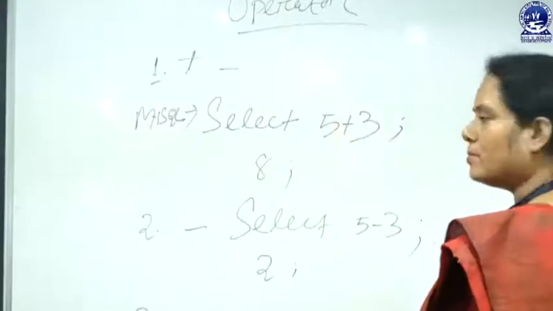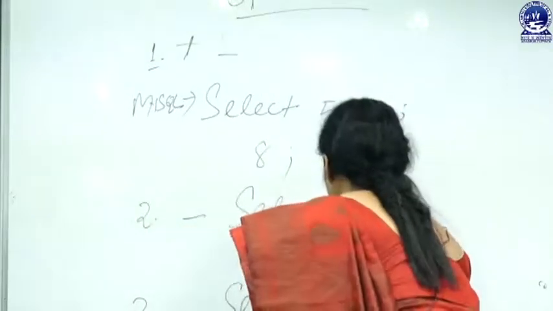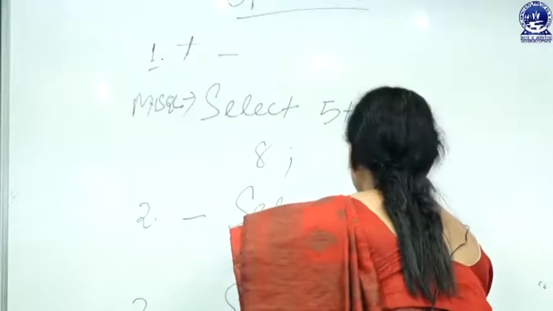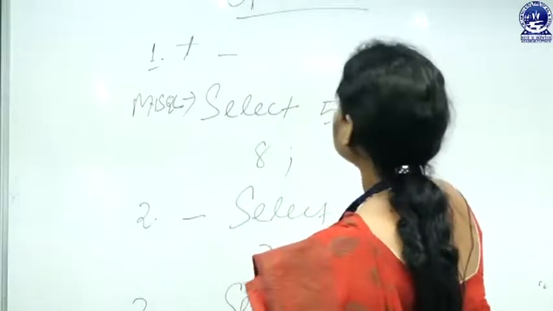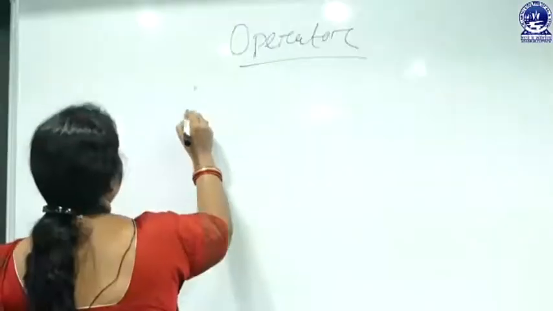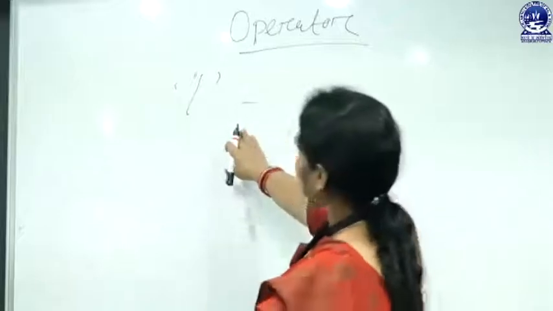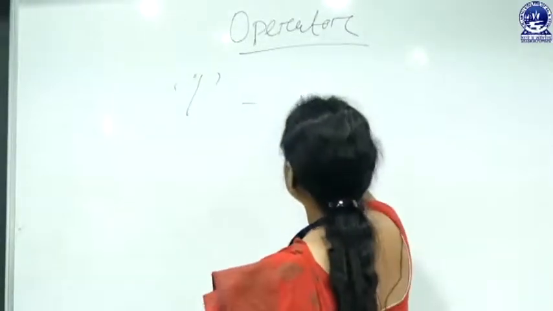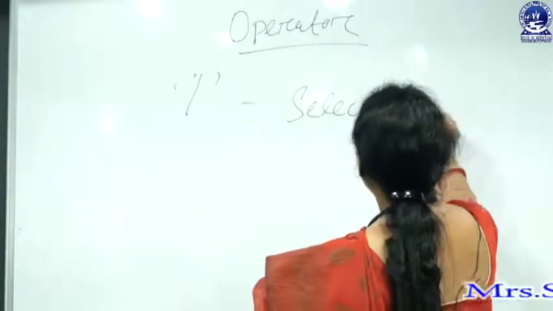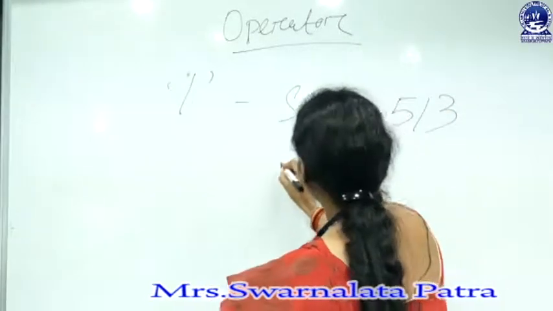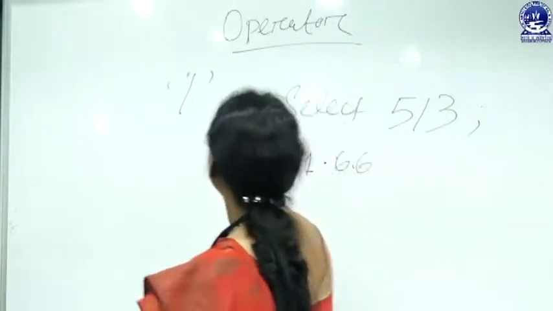Then to multiply two numbers, the command is select 5 into 3, it gives the result 15. And for the division operator, this command is used to divide two numbers. Let us take an example. Select 5 by 3, then the result is 1.66, like this.